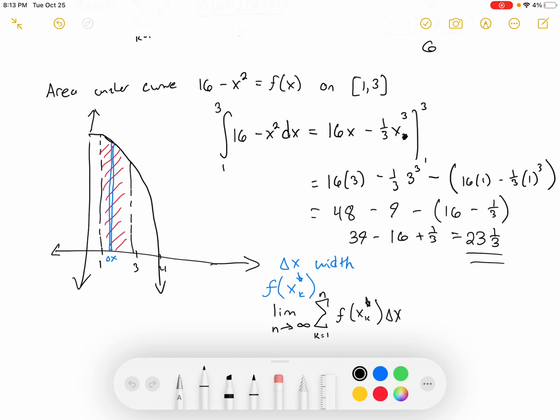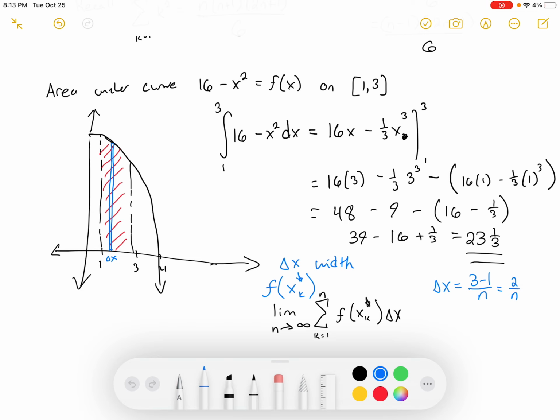Okay, well, we know what some of these things are. Delta x, we said, this is our aside box. We know delta x: what's the total width? The total width is 3 minus 1, and I have n of these rectangles as n goes to infinity. So each rectangle is 2 divided by n wide.